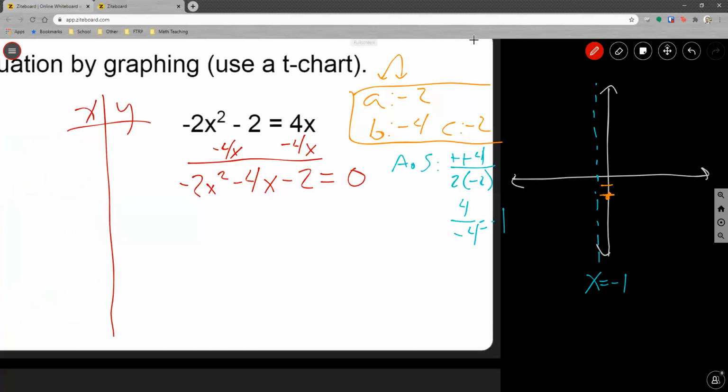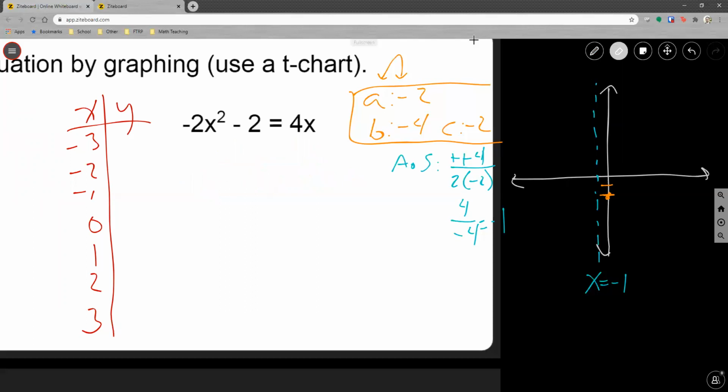I've got x and y. Again, I've got -3, -2, -1, 0, 1, 2, and 3. I use these as my starting values again. I'm going to erase this and rewrite it a little bit clearer. So I've got -2x squared minus 4x minus 2 equals 0. So again, I'm looking for some spot here on my y side of my t-chart that gives me 0 for y when I plug in an x value. So I'm just going to go through these values, starting with -3, and work my way through.